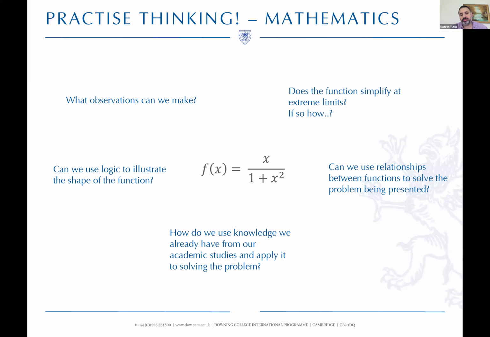So what observations can we make? What logic do we use to illustrate the shape of the function? How can we simplify this function by using logical steps? Can we think about a relationship between other functions to help us solve the question that's been presented to us? And lastly, I really want to see, how do you use the knowledge you've gained through your academic studies so far and apply it to something that you've not thought about before? So it's important that you start thinking about your subject in that format.